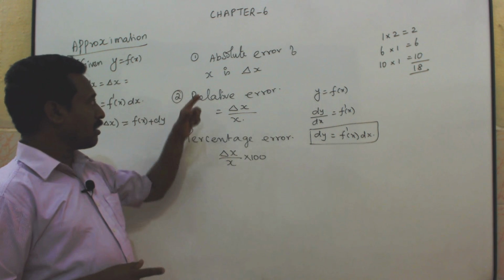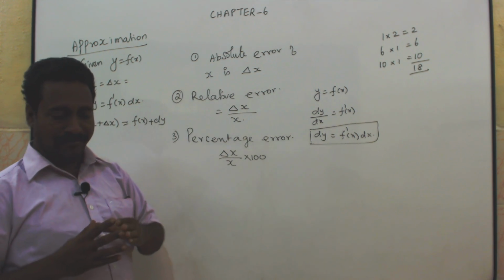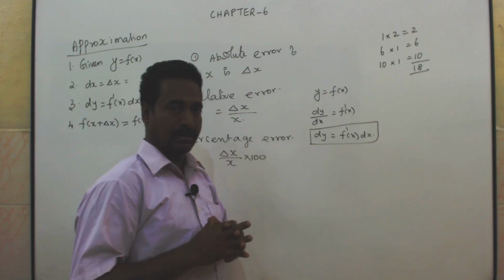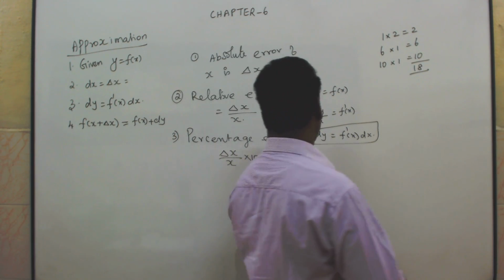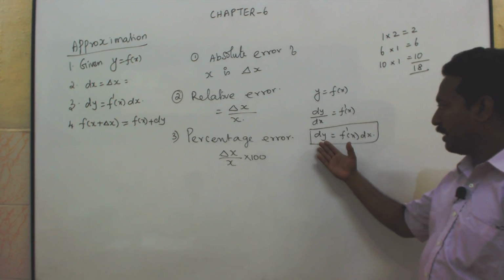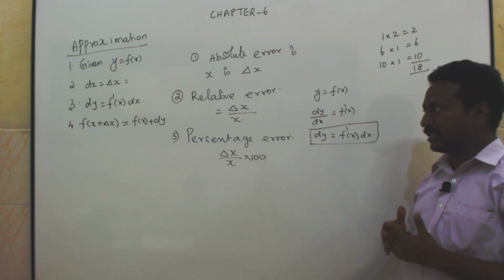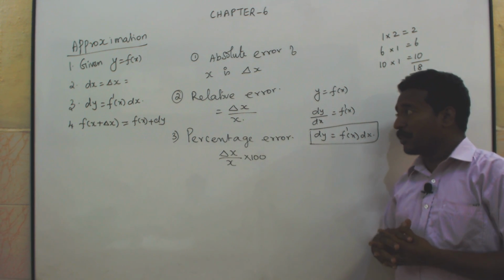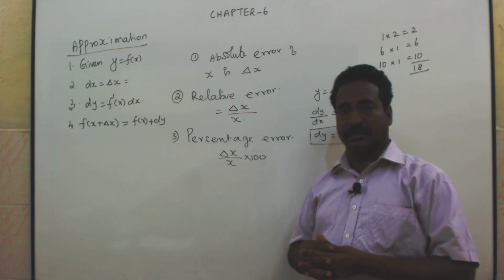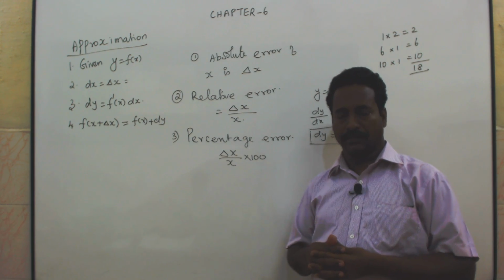Then we think about the errors. The வகையீடுகள் கண்டுபிடிக்கணும்னா dy equal to f dash of x into dx. அதுக்கு அடுத்து தான் நம்ம பார்க்க போறது என்னன்னா errors, பிழைகள்.